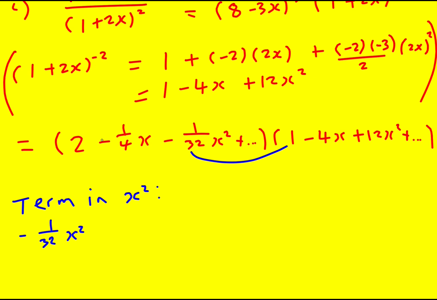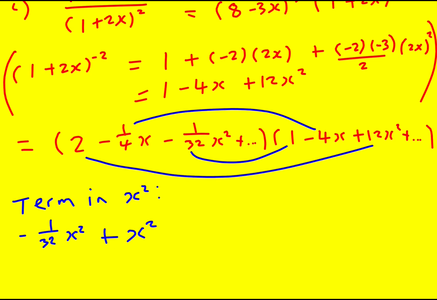I normally start with the 2, but I'm kind of working backwards here, and I think I'm going to stick with it. Then over here, I'm going to get minus a quarter x times minus 4x. That's just going to give me plus x squared. And I'm going to get 2 times 12x squared, which is going to give me 24x squared. So that's going to give 25x squared minus 1 over 32.